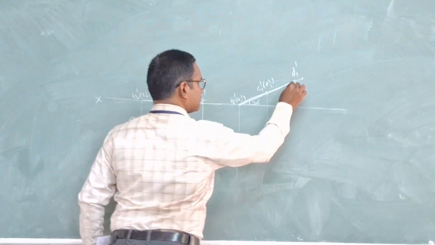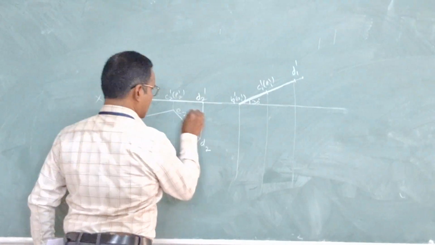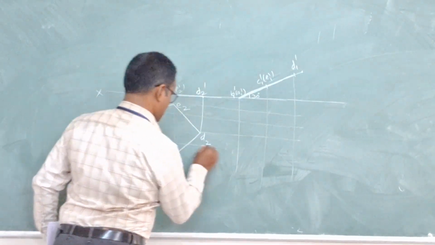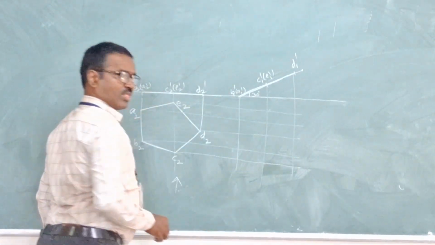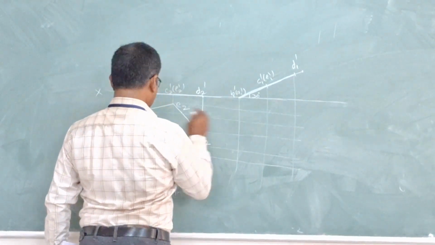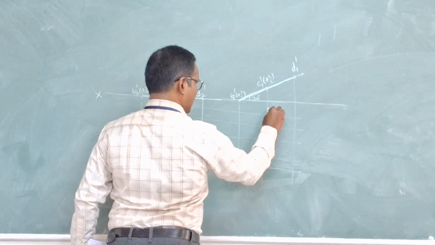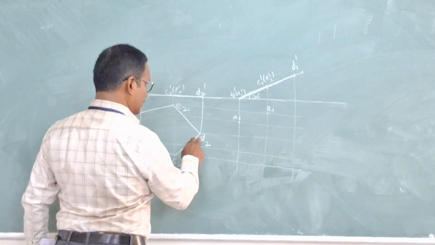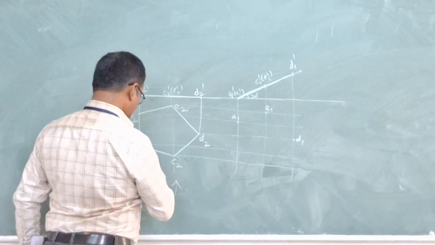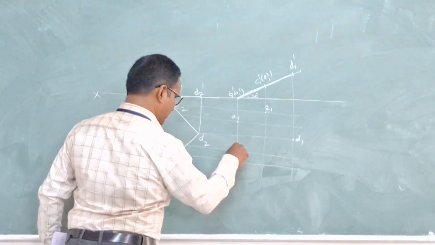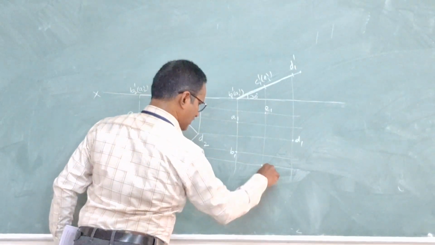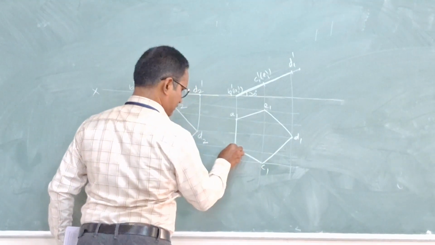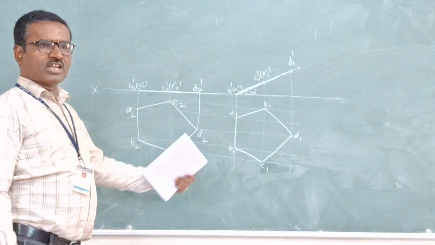Now this line. What is the next step? First one is E2. Where is the E2? Here. This is E1. Next one is A2. Where is the A2? Here. This is A1. Next one is D2. Where is the D2? Here. This is D1. Next B2. Where is the B2? Here. This is B1. Next one is C1. This is the C1. Now join. So the 30 degree single line. This is the top view.